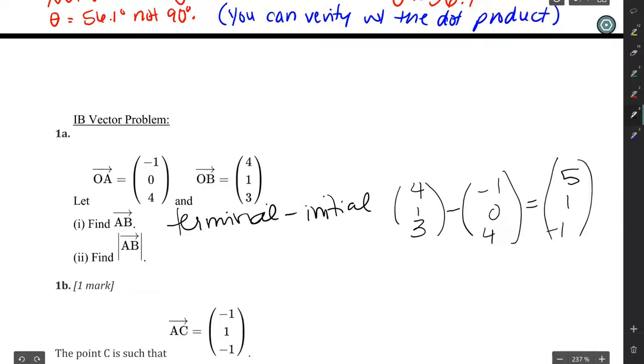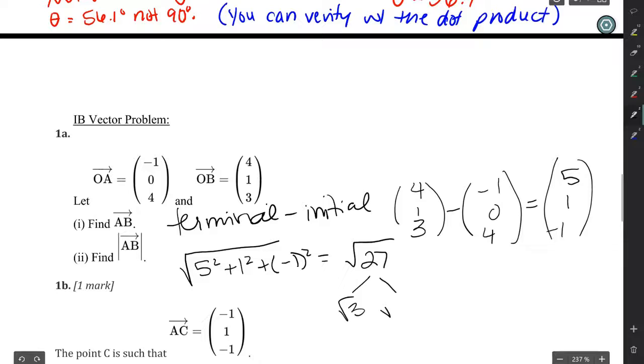The next thing we're asked to do is to find the absolute value of vector AB. Absolute value means the same thing as the magnitude. So the magnitude of vector AB is going to be the square root of 5 squared plus 1 squared plus -1 squared, which is the square root of 27. 27 breaks down into √3 times √9, so we can break that down into 3√3.